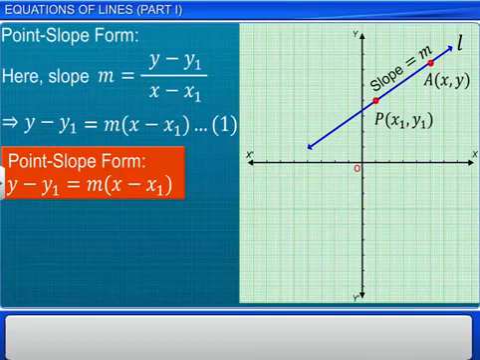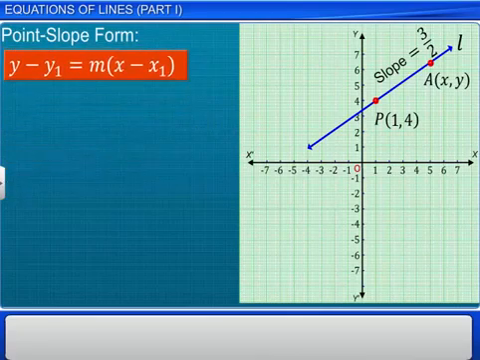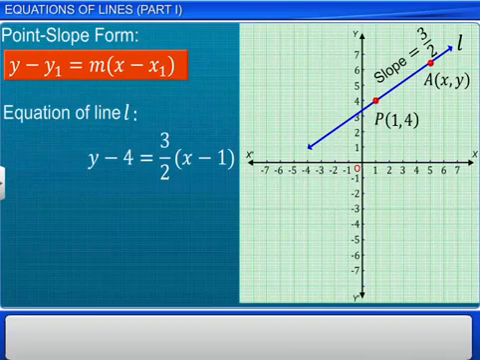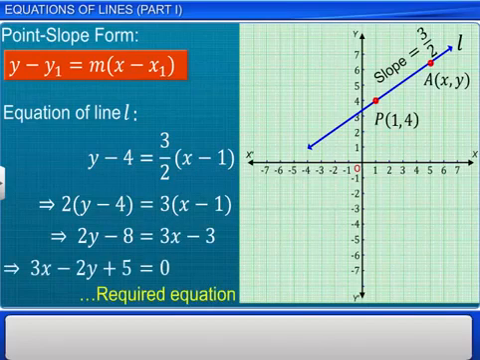For example, consider a line L passing through a given point P(1, 4) and having a slope 3/2. Let us put the values of m and the coordinates of point P in the point-slope form of the equation of a line. On simplifying, we get the required equation of the line as 3x - 2y + 5 = 0.